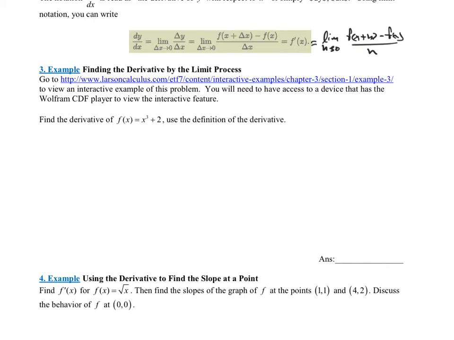It says, find the derivative of f of x equals x cubed plus 2. Use the definition of derivative. And I can't express enough what it says in this problem: use the definition of derivative. Any time you see that, you must use the limit as h approaches 0 of f of x plus h minus f of x all over h, or the delta x version. I don't care which version you use, but you must use the limit process, and you must show every step.